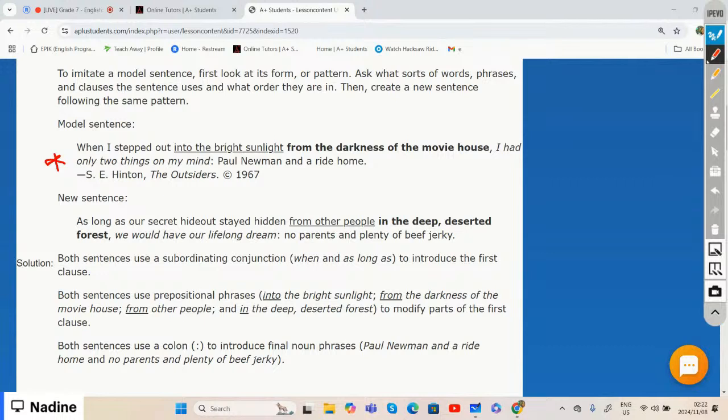And if we look at both of the sentences, they also use prepositional phrases, which are into the bright sunlight, from the darkness of the movie house, and from other people in the deep deserted forest. And that is to modify parts of the first sentence or the first clause.